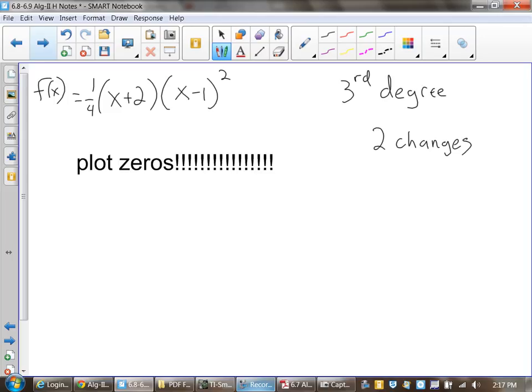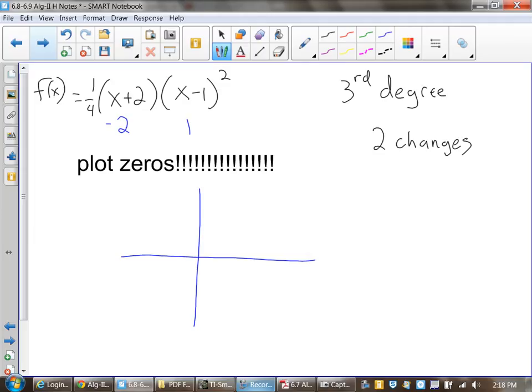Again, we have f of x is 1/4 times the quantity x plus 2, and then x minus 1 quantity squared. And I'm going to do a rough sketch of this. And whenever I'm rough sketching, I always start by plotting my zeros. Where are your zeros? -2. I have a 0 at -2. And what's my 0 for the other one? 1.